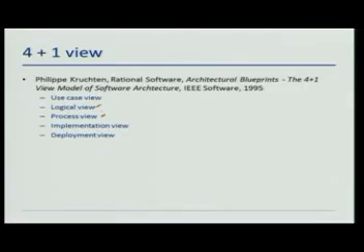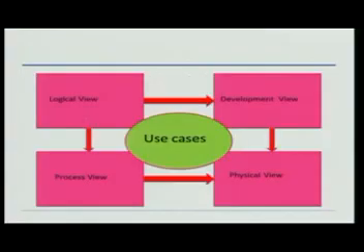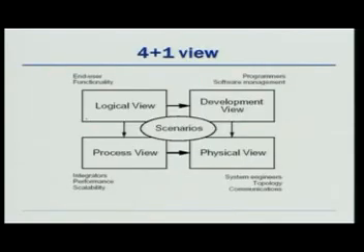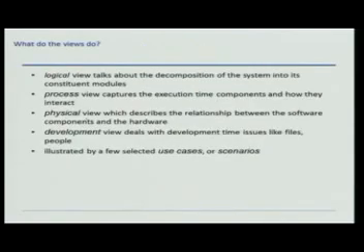Logical, process, implementation and deployment. These are the 4 views of a software architecture. So this is a simple description of the 4 views that exist. We will try to see what these mean. The logical view basically talks about how the system is decomposed into its constituent modules. In some sense it is a logical level decomposition. What is the functionality in that subsystem? That is what the logical view is all about.